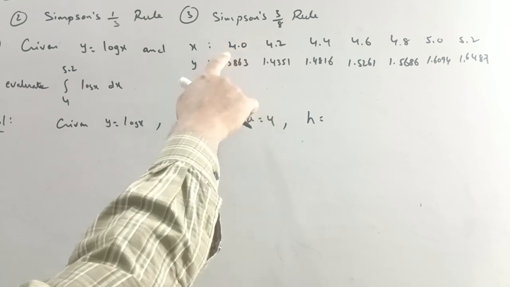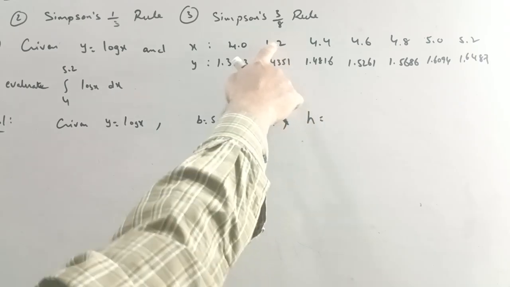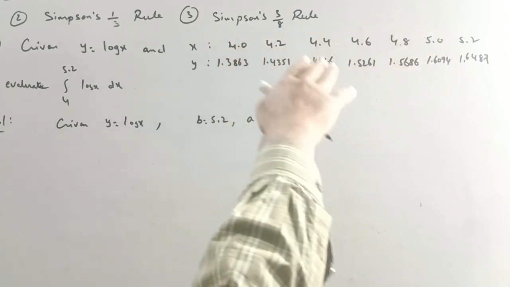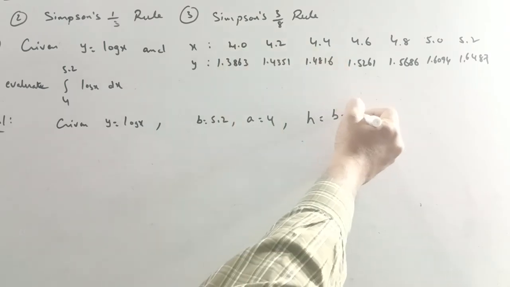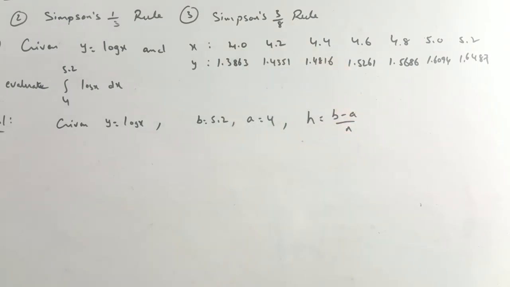How much is it? 0.2. From here you can take it directly whenever the table is given. Otherwise, the natural formula is b minus a by n. So how many parts are there? So b minus a by n you can also take here.